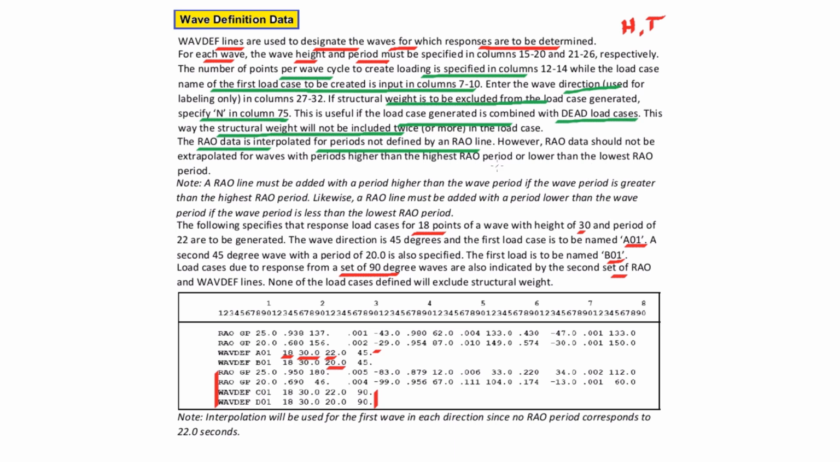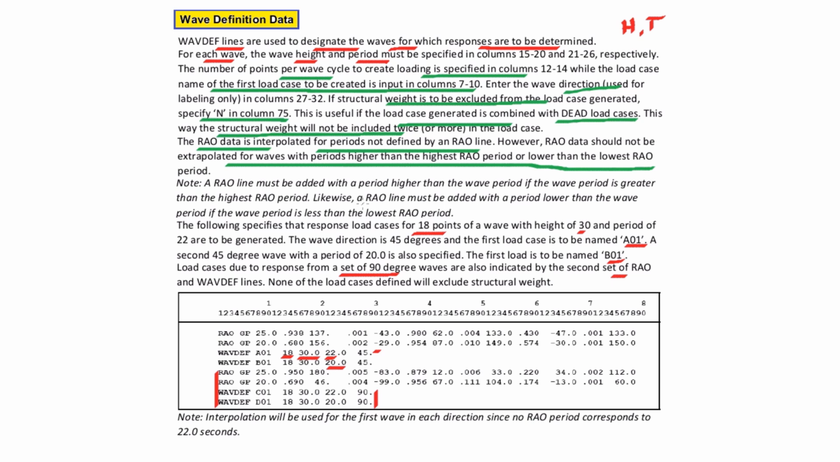However, RAO data should not be extrapolated for waves with periods higher than the highest RAO period or lower than the lowest RAO period. Okay, so this RAO data will not be extrapolated for waves with periods outside the range. Here the wave period of 20 is given, right? So for this it can do interpolation, but extrapolation it will not do.